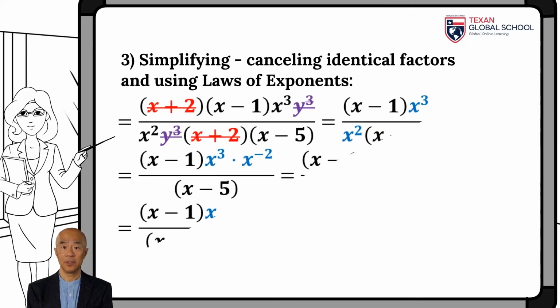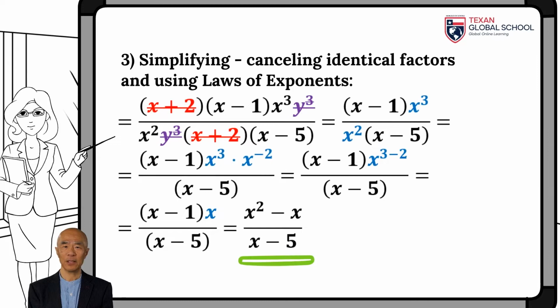We cancel x plus 2 with x plus 2. We can also cancel y cubed with y cubed. Now we simplify the factors with base x, since they are all factors in numerator and denominator. Using the laws of exponents, we can move x squared to the numerator as x to the minus 2. In this way, we subtract exponents obtaining x. We can see that there are no more identical factors, nor variables that can be simplified. Hence, we obtain x times x minus 1 over x minus 5. We can also perform the product of the numerator, thus obtaining x squared minus x over x minus 5.